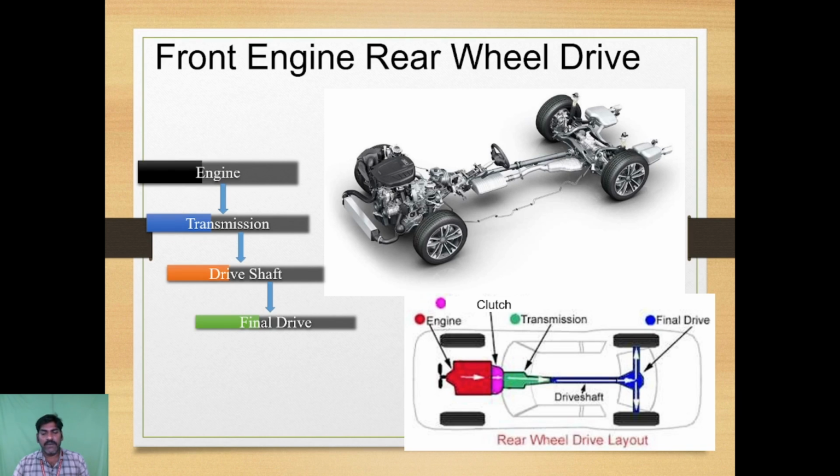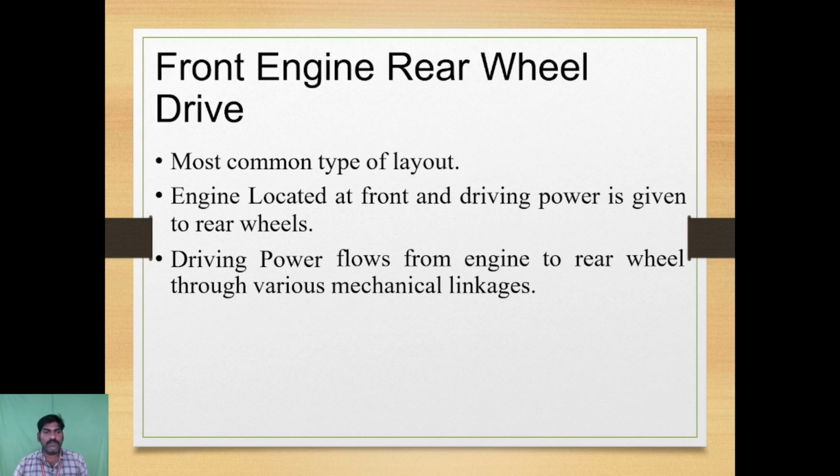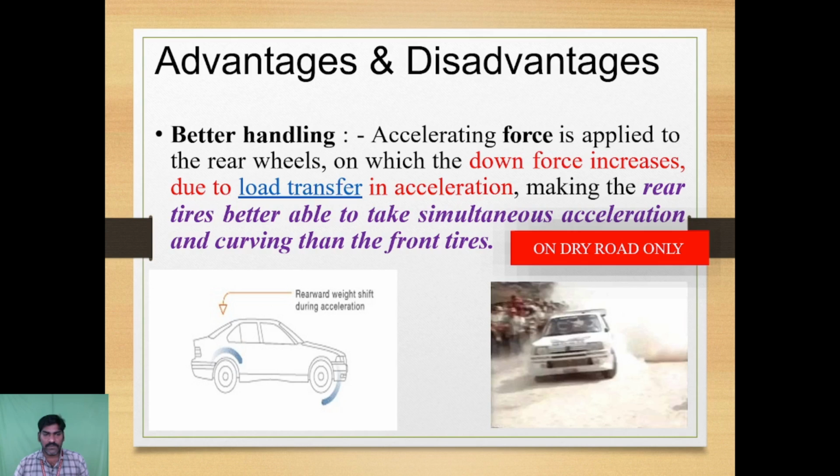Rear wheel drive layout. Front engine, rear wheel drive. First one, most common type of layout. Second one, the engine is located at the front and driving power is given to the rear wheels. Third one, driving power flows from the engine to the rear wheels through various mechanical linkages.